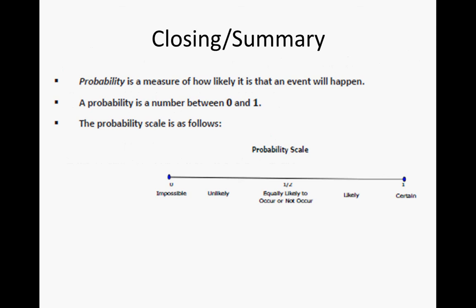Alright, so let's wrap this up. Probability is a measure of how likely it is that an event will happen. A probability is a number between 0 and 1. And the probability scale is as follows. 0 is impossible, 1/2 is equally likely to occur or not to occur, and 1 is certain. And in between those, you might have unlikely but not impossible, or likely but not certain.